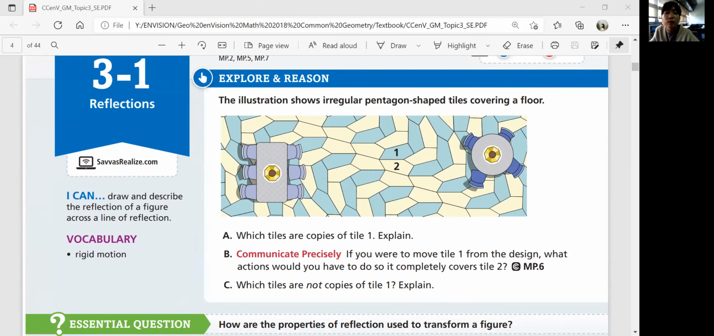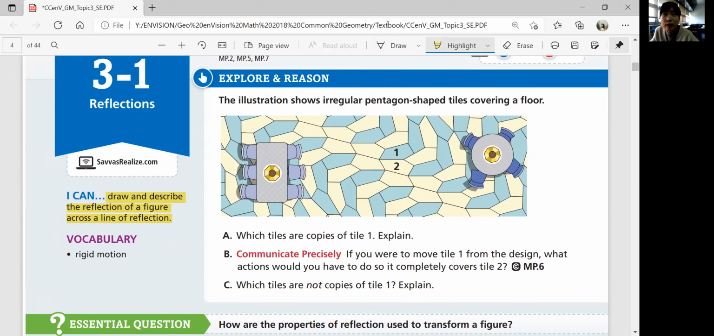3-1 is about reflections. In this lesson, you will be able to find a reflected image and write a rule for a reflection. You will also define reflection as a transformation across a line of reflection with given properties and perform reflections on and off a coordinate grid. Okay. The vocabulary: rigid motion is very important.